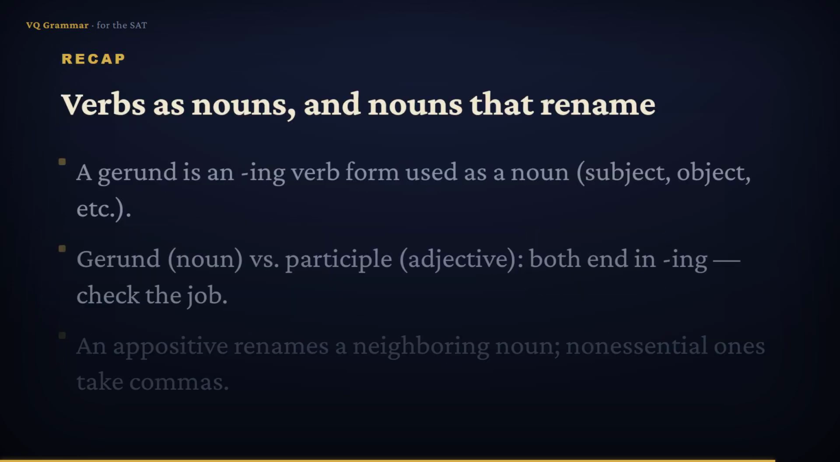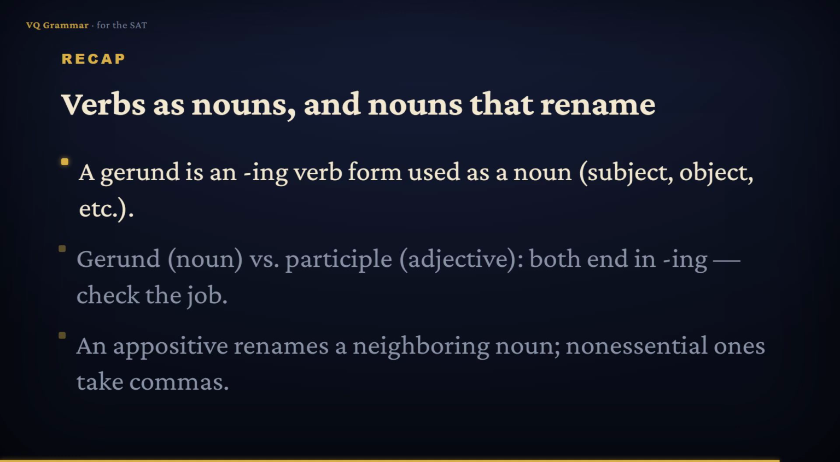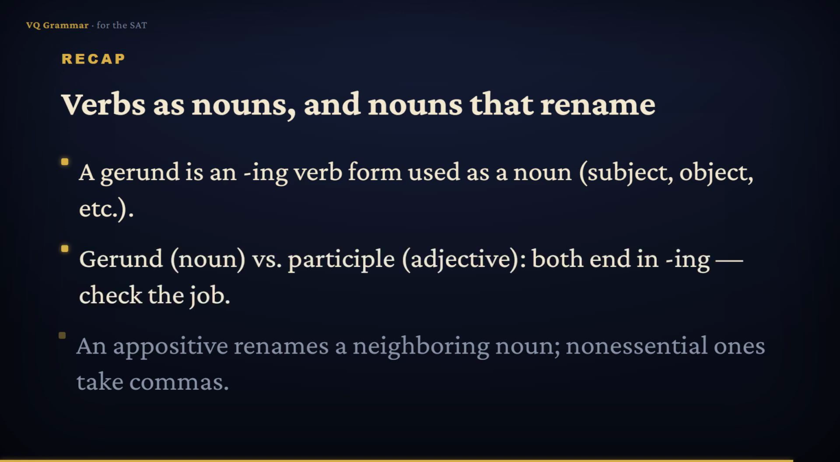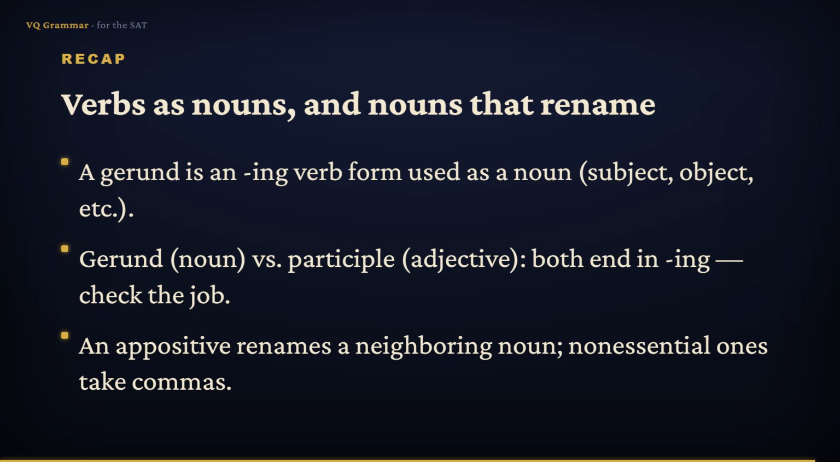Let's bring it together. A gerund is an -ing verb form that works as a noun, filling roles like subject or object. Don't confuse it with a present participle, which also ends in -ing, but does an adjective's job. Check what role the word plays. And an appositive is a noun placed beside another to rename or identify it, taking commas when it's non-essential. Great work. In Lesson 21, we'll meet the last of the verbals, infinitives.